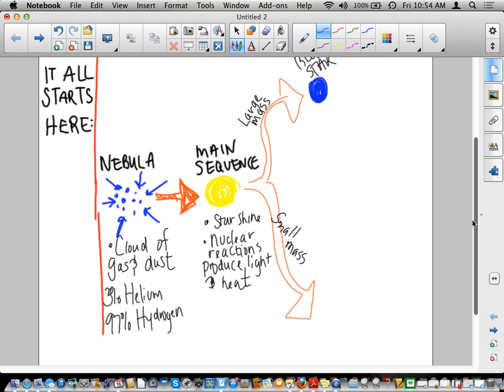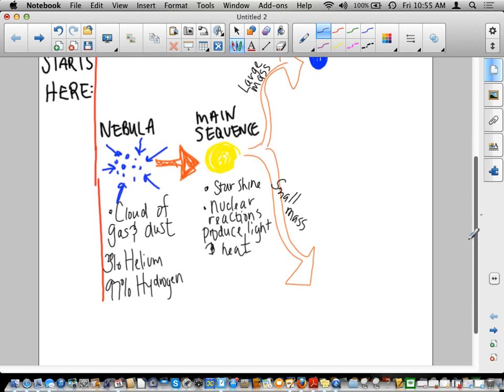And a small mass star, we don't want it so cold that it's going to completely not put off any light or heat. So what color do you think a small mass star would be? Yellow. Very good. So a small mass star would be a yellow star.